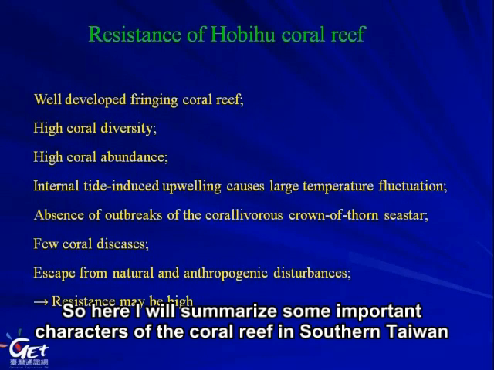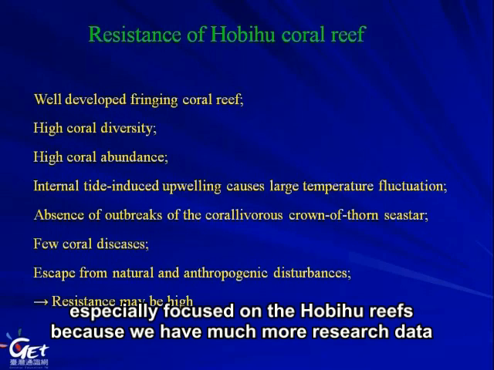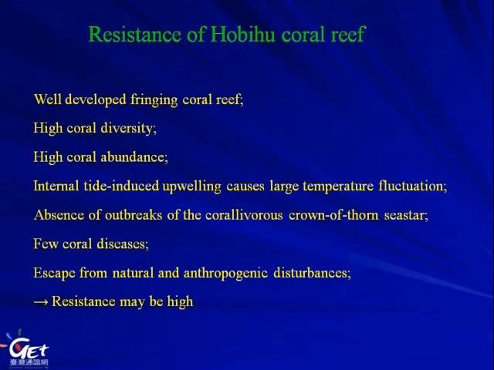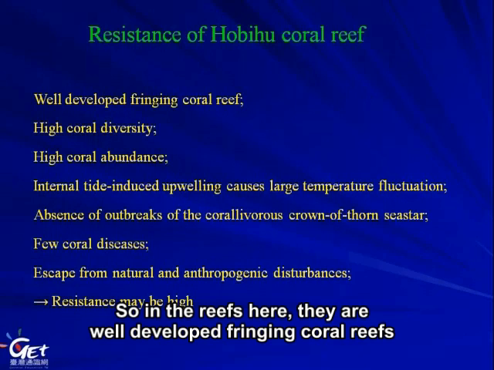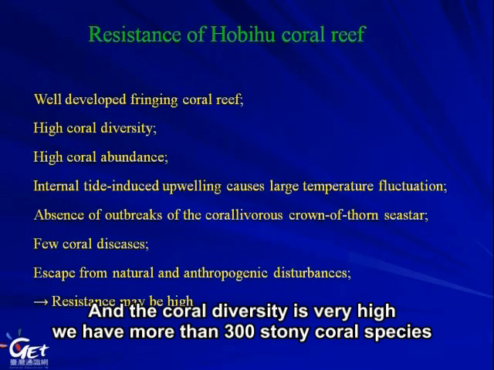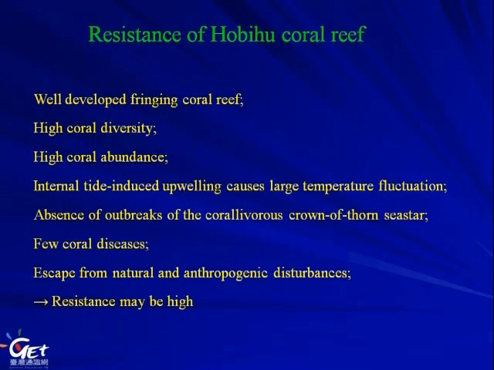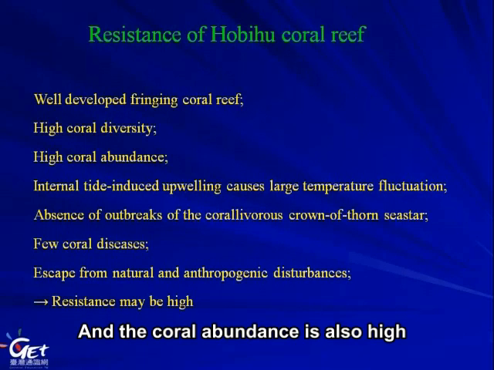So here I will summarize some important characteristics of the coral reefs in southern Taiwan, especially focused on the Houbihu reefs, because we have much more research data. So in the reefs here, they are well developed fringing coral reefs, and the coral diversity is very high. We have more than 300 stony coral species, and the coral abundance is also high.